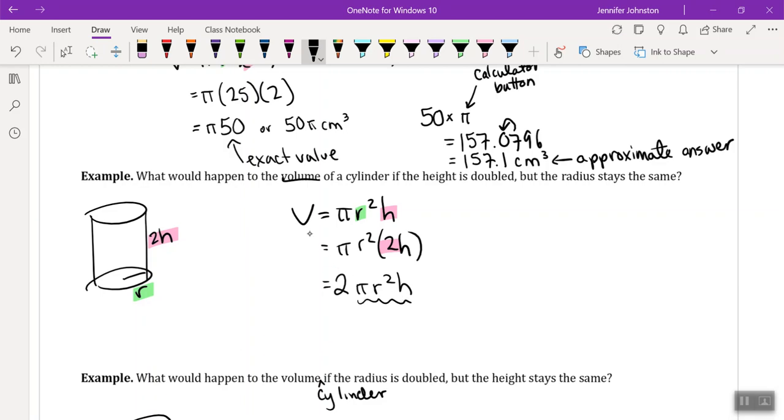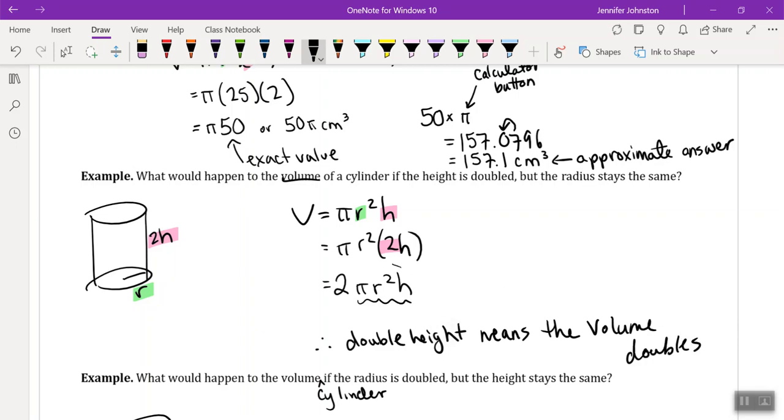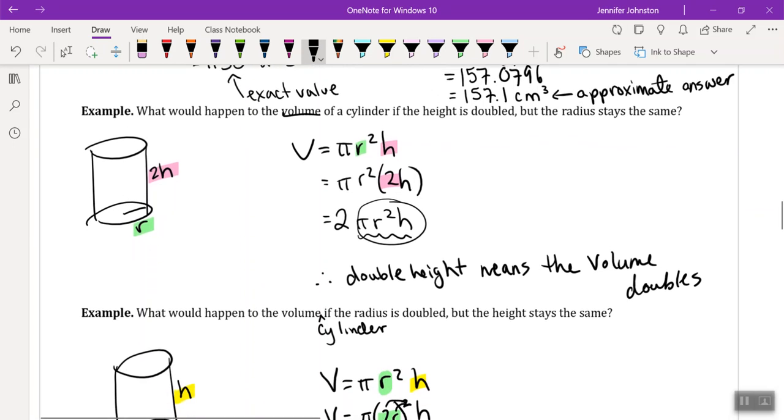So what happened to the volume of a cylinder if we double the height? Therefore, double the height means the volume doubles. See how it's the volume times 2? The volume gets 2 times bigger.